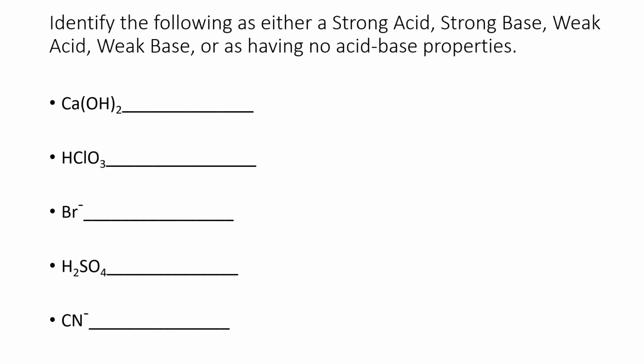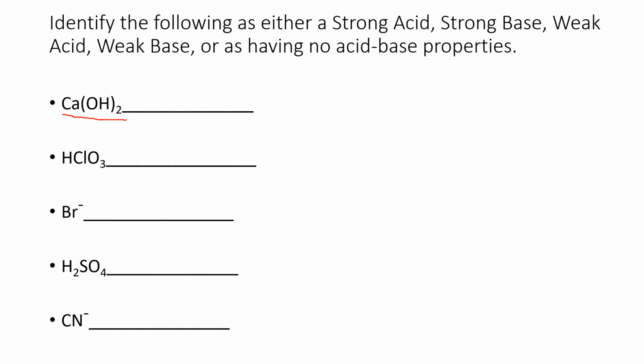So here we want to do an example problem that illustrates how we're going to identify things as acids or bases, and whether they're going to be strong acids or weak acids, strong bases, weak bases, or if they don't have any acid-base properties at all. The first one we want to look at is calcium hydroxide, Ca(OH)2. Right away we want to think, what do we see in that formula? We see that polyatomic OH, that hydroxide ion.